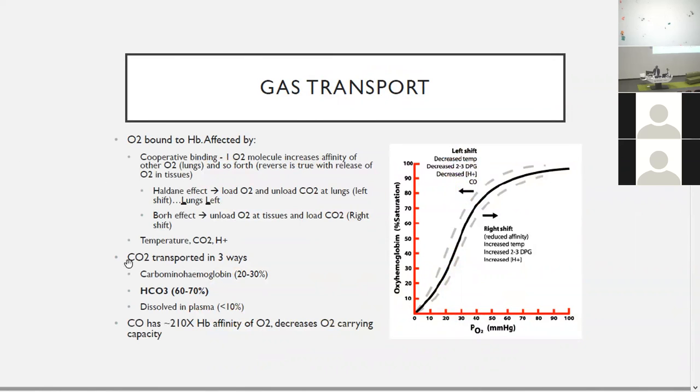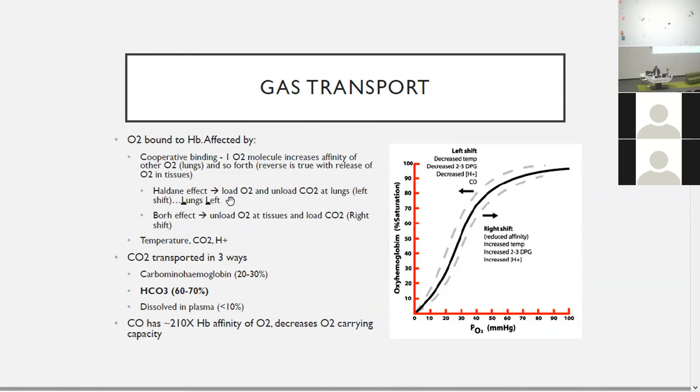Gas transport. There are three main ways to transport carbon dioxide. You can bind it to hemoglobin to form carbaminohemoglobin, but most of it is transported via bicarbonate. A little bit is dissolved in plasma. And then oxygen: there's the whole cooperative binding of oxygen to hemoglobin. Hemoglobin has iron, which binds oxygen. And you have the two effects, the Haldane effect and the Bohr effect.